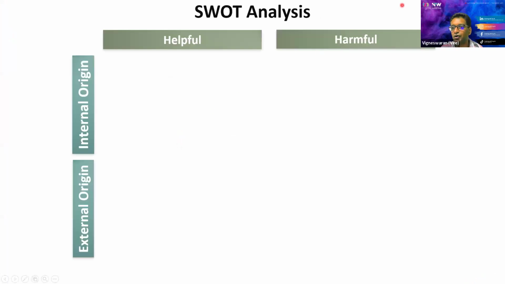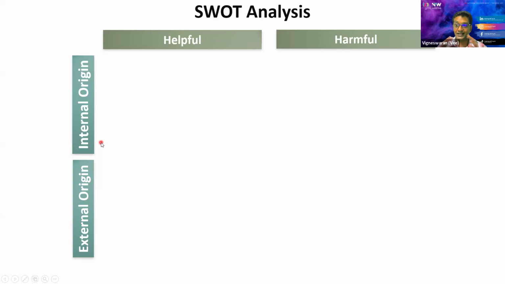So here we have 4 quadrants and 2 axes. One is our x-axis, the horizontal axis, and one is our y-axis, the vertical axis. When you have 2 axes, you can have 4 quadrants. So how does this quadrant work? Now, this one here is the internal origin.